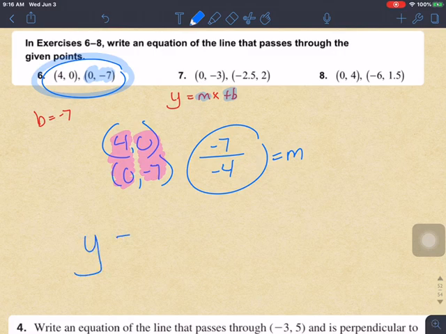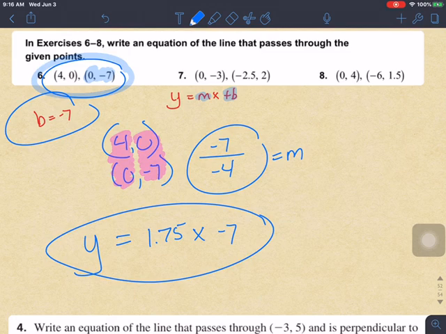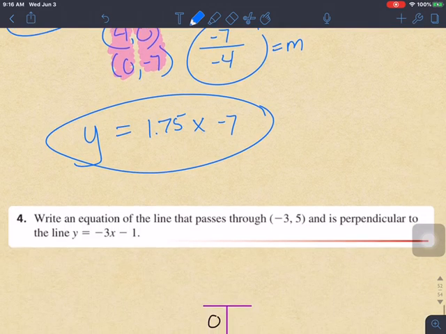y equals mx plus b. The m is 7/4. You can also write it as the mixed number 1 3/4 if you like, or some kids like to make it a decimal, and you can say 1.75. It doesn't really matter which way you do that. And then remember, your y-intercept is -7. So that is how you write an equation in slope-intercept form, just given 2 points.